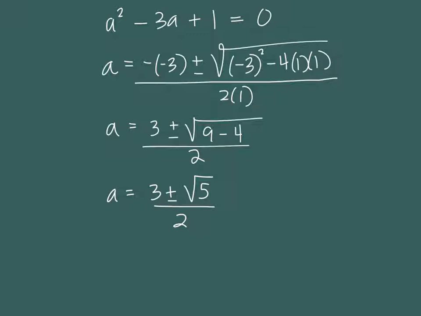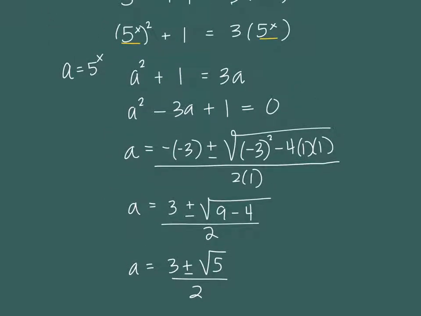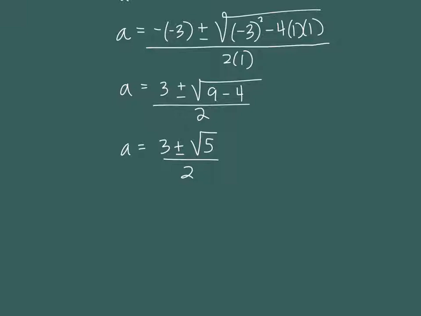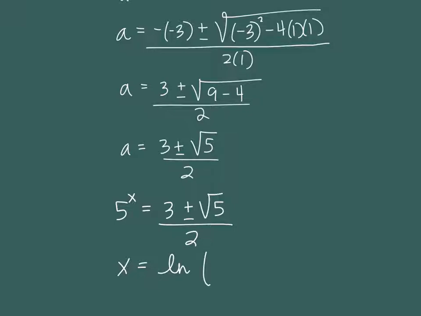But what did a stand for? Remember, we just said that a stood for 5 to the x. So if a equals 3 plus or minus the square root of 5 over 2, then 5 to the x must also equal 3 plus or minus the square root of 5 over 2. And we can apply a natural log to both sides to solve for x. So x is the natural log of the quantity 3 plus or minus the square root of 5 over 2. And that would give us two answers that would solve this quadratic problem.